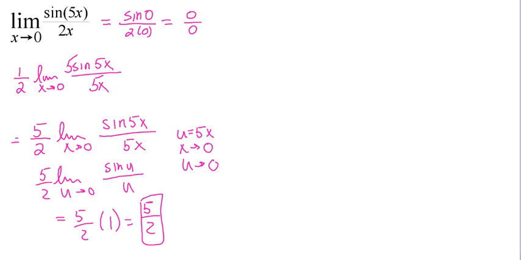We've got another good way to go about this problem. We could also use L'Hopital's rule, since this is an indeterminate form 0 over 0. L'Hopital's rule tells us to take the derivative of the numerator and take the derivative of the denominator whenever you have 0 over 0 or infinity over infinity.